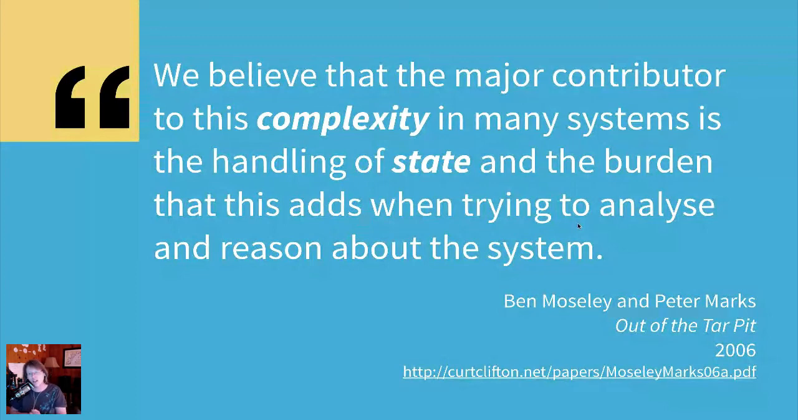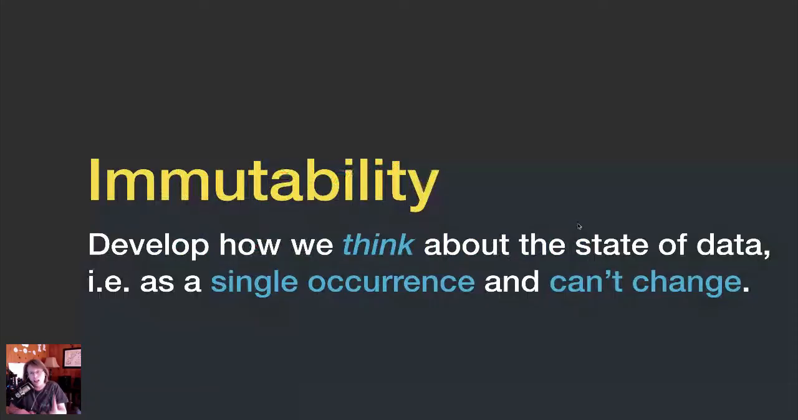They go on to say, and the burden that this adds when trying to analyze and reason about the system. It's hard to test. We have to put some code in there for complexity. The robustness goes down and it becomes difficult to scale. We need to think about what state and what data is doing to us. And that's where this concept of having immutable systems comes into play. That means you and I need to change how we think about the state of data. We need to think about it as a single occurrence. Once it occurs, we don't change it. Period.